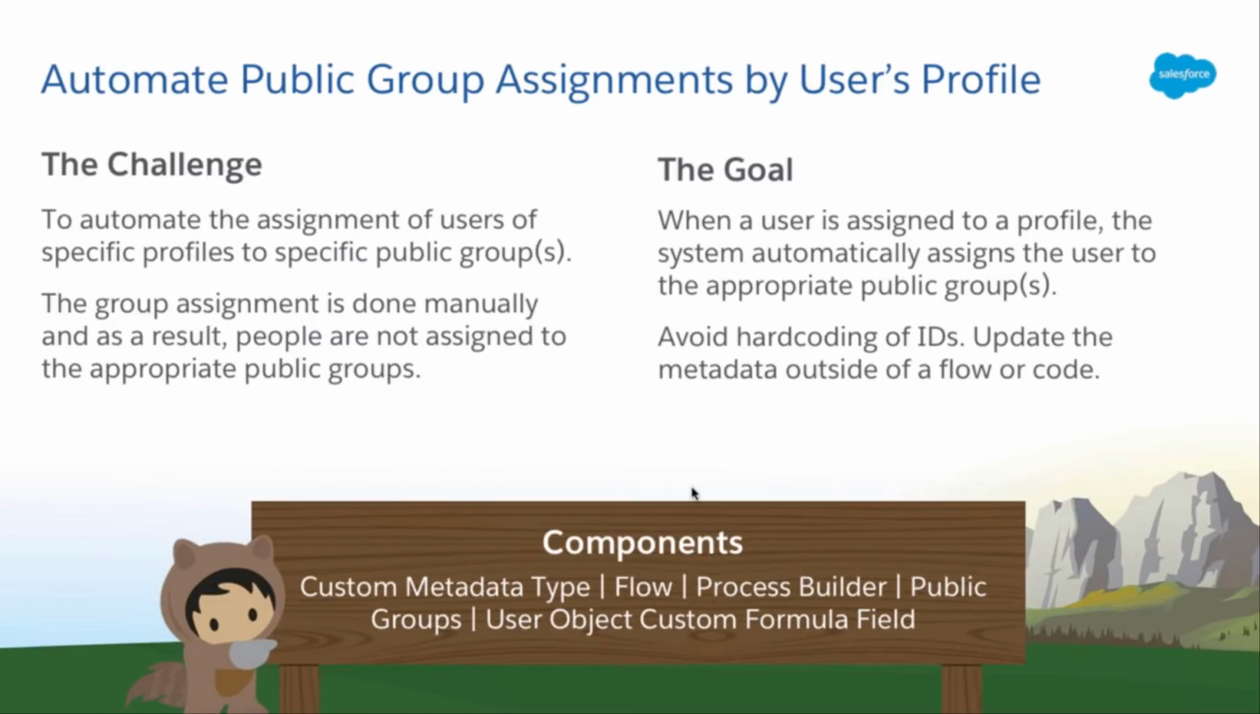Okay, so again, what we're planning on doing today is to automate the process of users' assignment to public groups based on the profile, that profile mapping. So our components again here are custom metadata type, flow, process builder, public group, and a user object custom formula field.